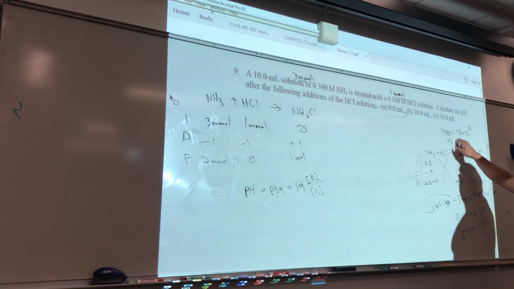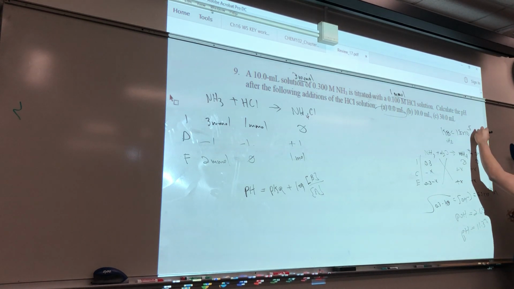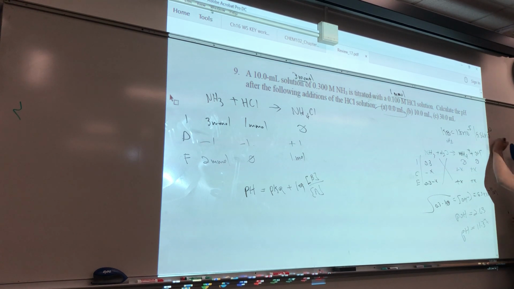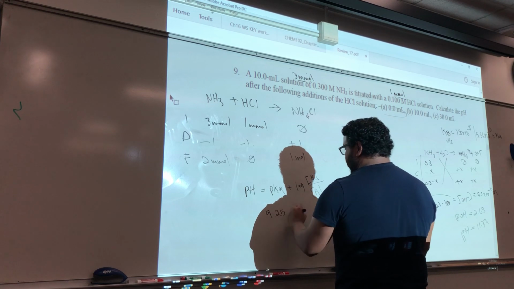Well, this is Kb. We need Ka, which is what, 5.56 times 10 to the negative 10? Yes. Cool. So what's the negative log of that? You get 9.25.